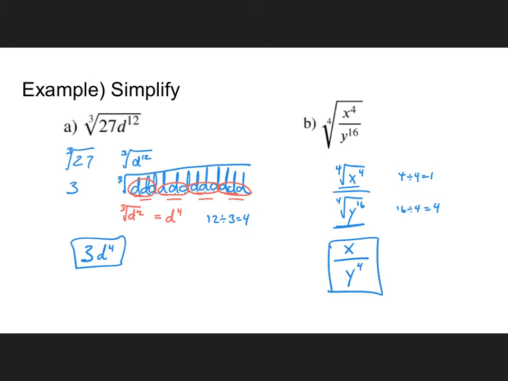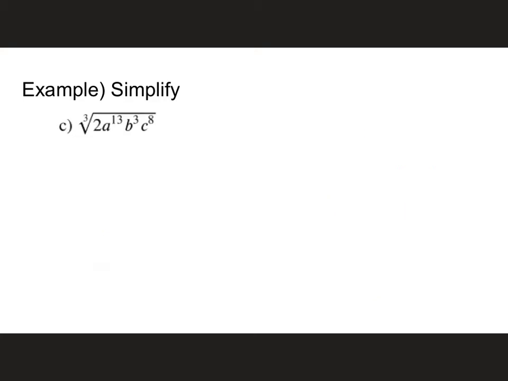Things work out really nicely when the exponents underneath the radical are divisible by the root number that we're taking the root of, or the index number. So like 4 and 16, 4 can go into 16. But what happens if it's not? Let's take a look at this one. Example C, the third root of 2, a to the 13th, b to the 3rd, c to the 8th.